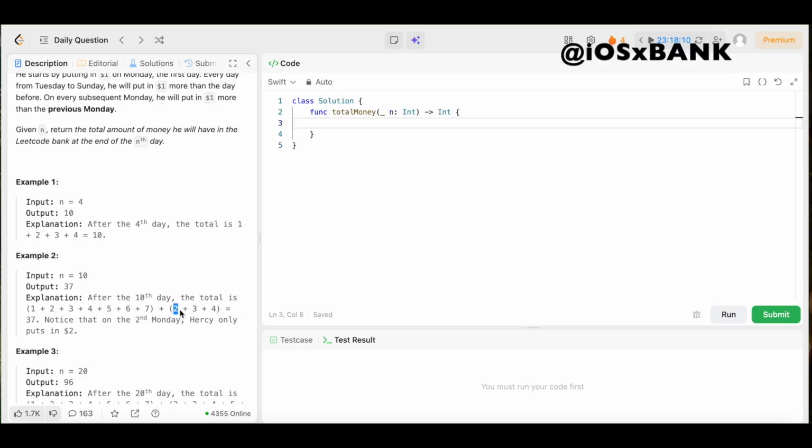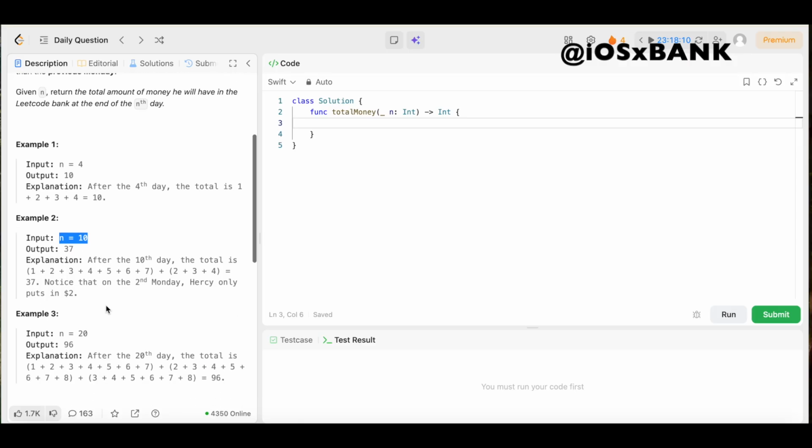Now the next Monday, we're starting at 2 because he needs to put in one more dollar than he did on the previous Monday. And he put in $1 on the previous Monday. So after we go through this whole week, on the next Monday, he's going to put in $2. Then Tuesday, he puts in 3. Then Wednesday, he puts in 4. In total, he has $37 after 10 days, or about a week and a half, give or take.